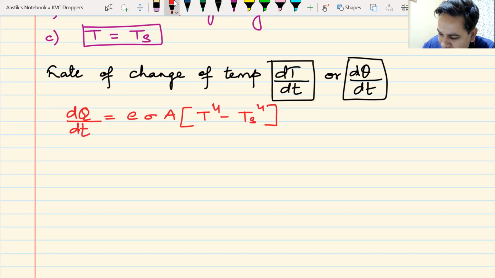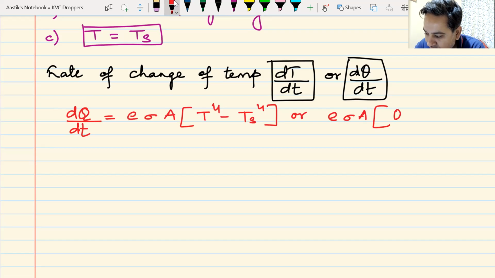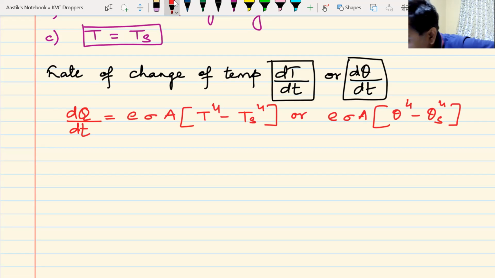Now, instead of capital T, I can use theta. It would look a bit awkward in writing, but that doesn't make any difference. Things remain the same. So I can write it like this: e sigma A (theta raised to the power 4 minus theta surrounding raised to the power 4). Do we understand? There is no difference. I've just used a different symbol. This is the rate at which the body is losing or gaining energy, depending on T smaller than Ts or T greater than Ts.